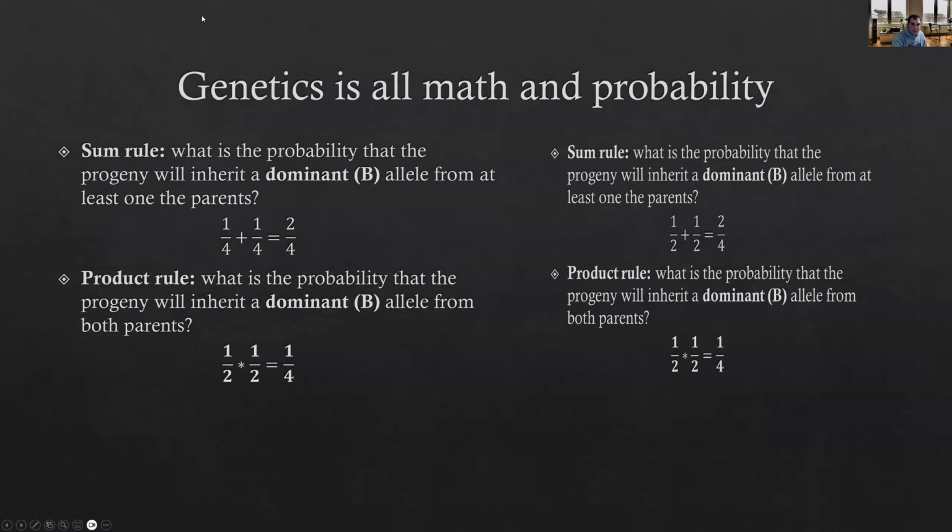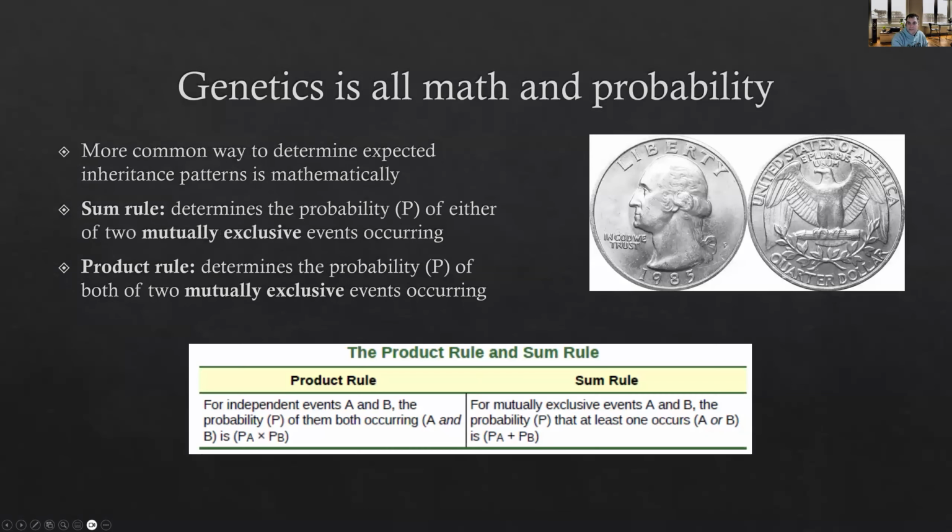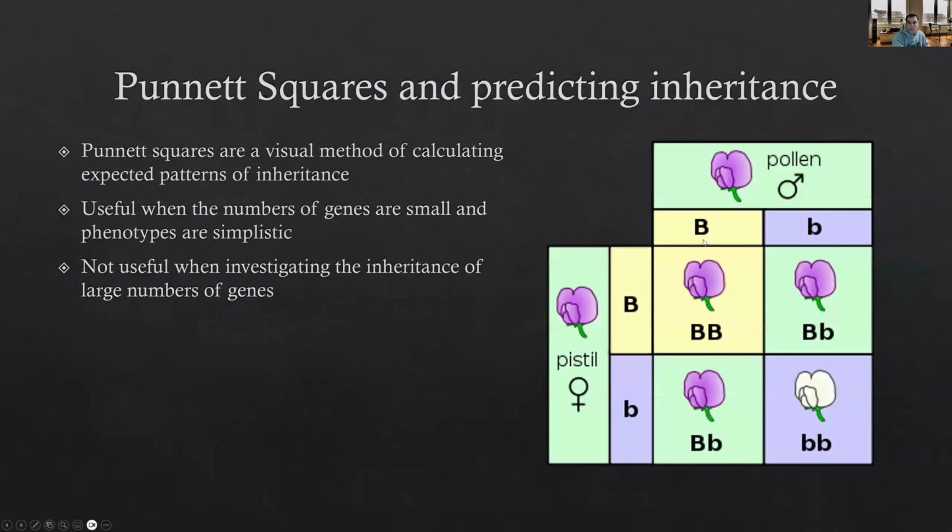For example, what is the probability that the progeny will inherit a dominant B allele from at least one of their parents? Let's say we're looking at a heterozygous situation here. What is the probability that you will get one big B from either of the parents? Well, there's a 1 in 4 chance that they get the big B from mom. There's a 1 in 4 chance that they get the big B from dad. Four potential outcomes, and again, we are looking for only one.